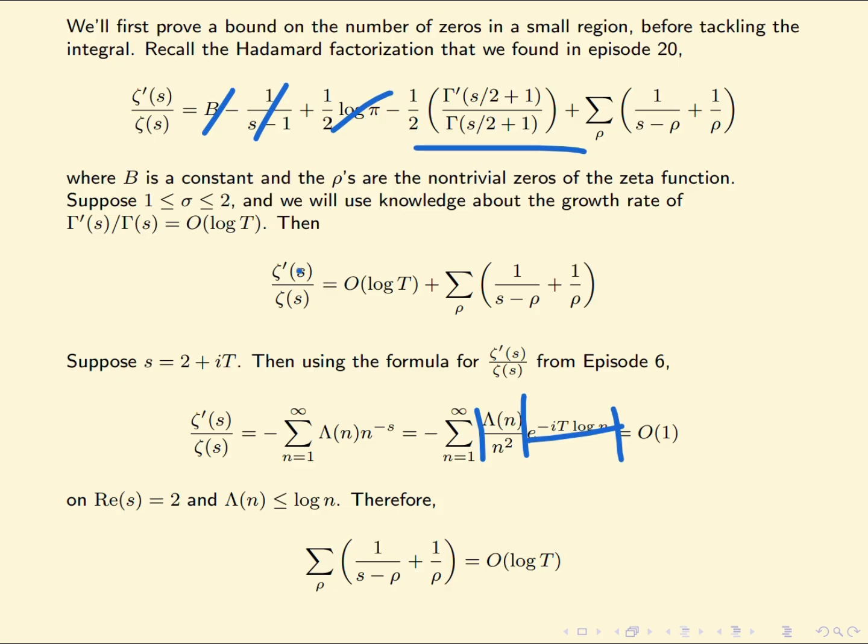So what we've shown is that this thing is O of 1. So this thing is O of t, and this thing is what we're trying to figure out. Sorry, I kept saying log of O of t, but this is O of log of t. So this is O of log of t, this is O of 1, then this has to be O of log of t, and we cancel out this thing for this to be O of 1. So that's what I'm saying down here, that this sum over the non-trivial zeros must be O of log of t, when s is 2 plus it.